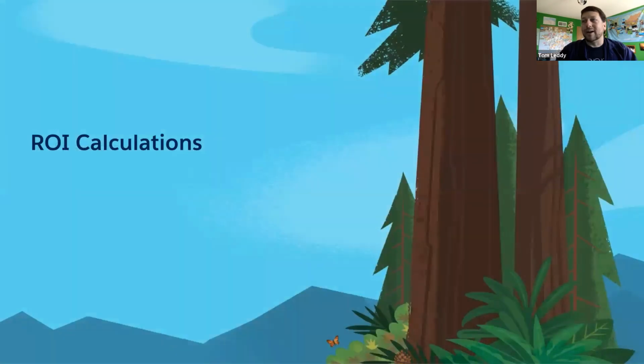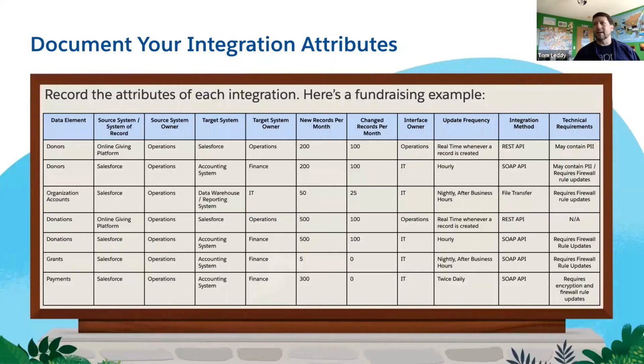All right, so ROI calculations. The first thing we're going to want to do, to really think about what kind of integrations you're going to be building, is to document all the attributes for them. So, what systems are you connecting? What's your source and target? What data are you sending over? Who owns it? How often are you sending new records? How often are there deltas? What's the frequency? And what's the actual method?